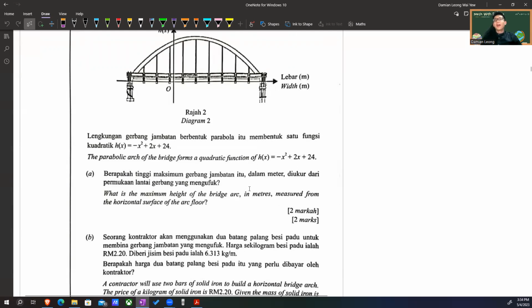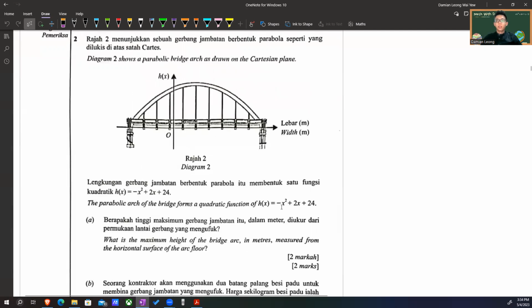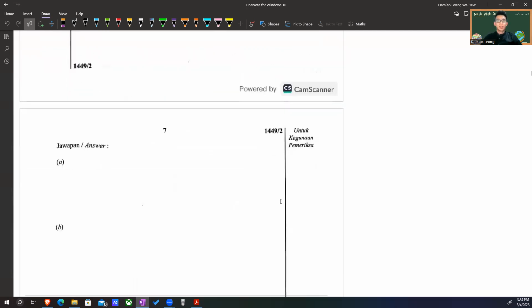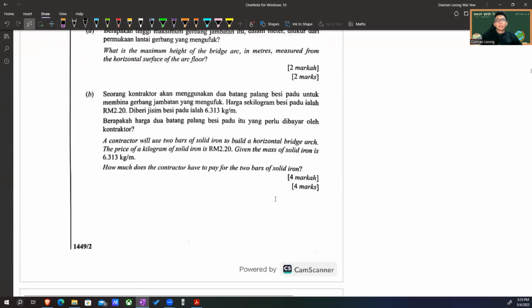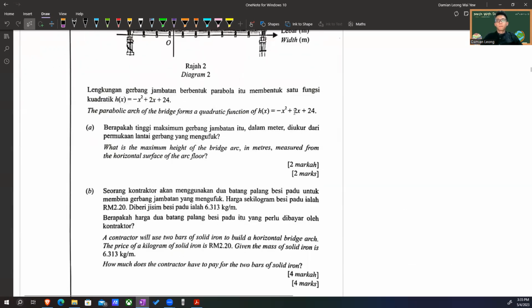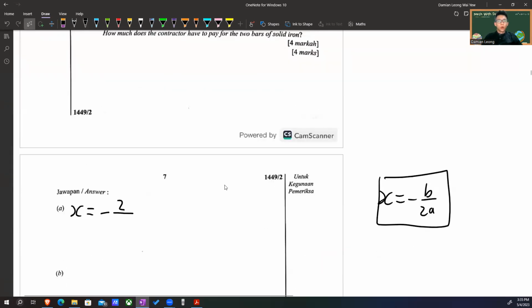So to find the maximum point, if we're given the function, the best way of doing it is to use negative b over 2a, the formula for axis of symmetry, which is not given, but recommended to memorize. So negative b is 2 over 2a. A is -1. So this will give you 1. So x value is 1.